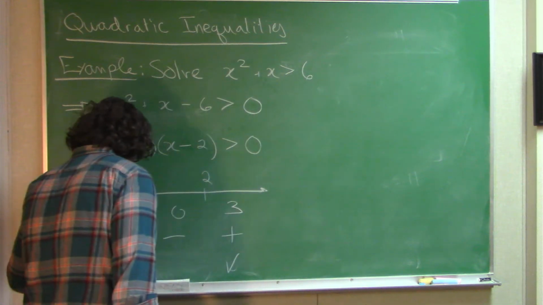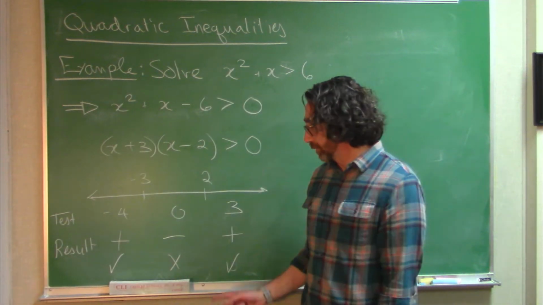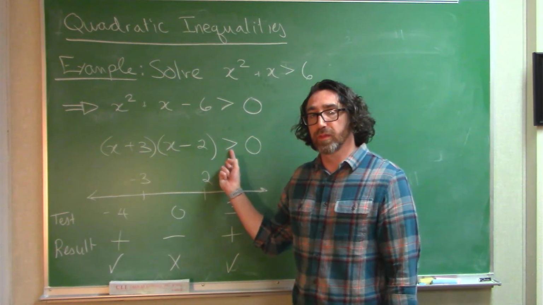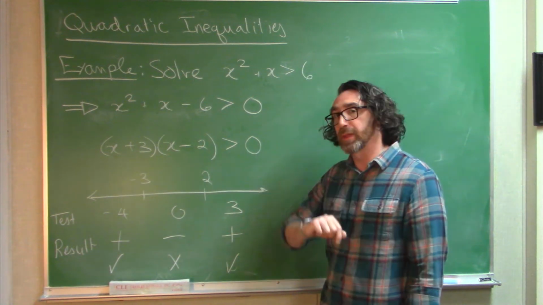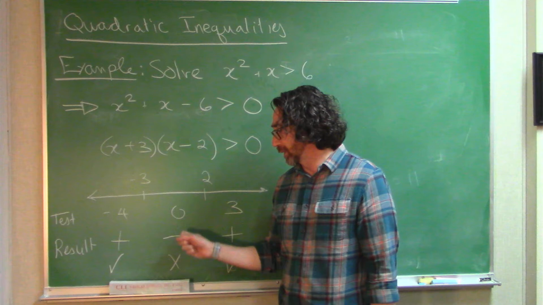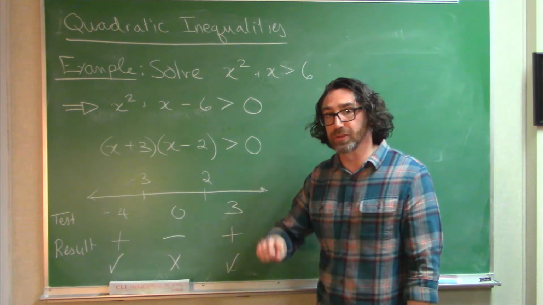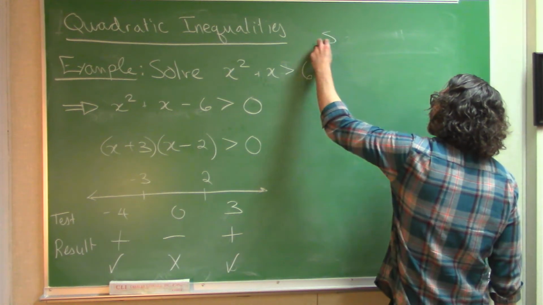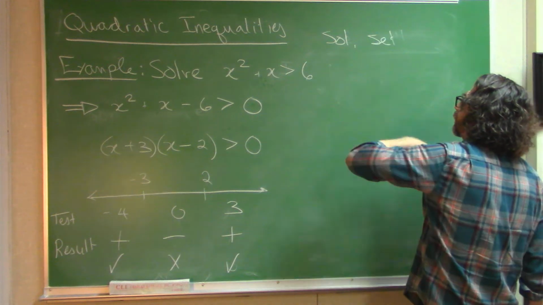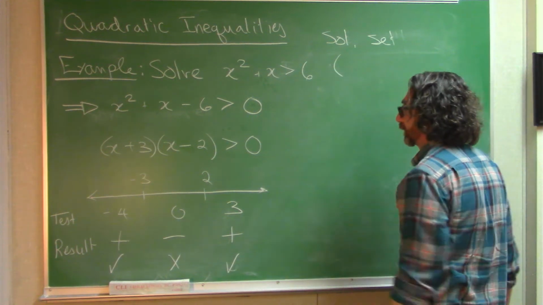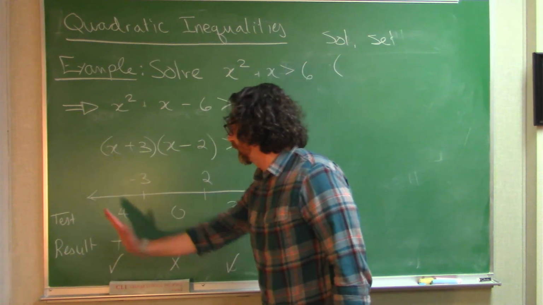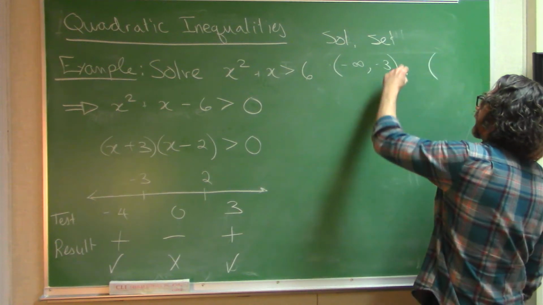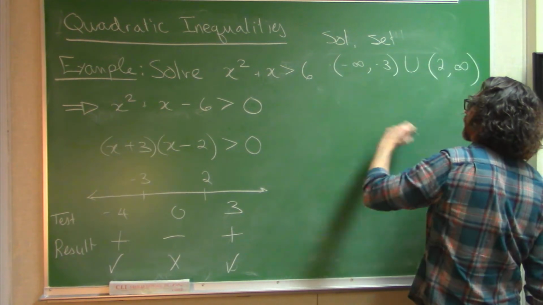Which regions are part of our solution set? These two on the outside, because in this case, we want the set of x values that make this product greater than 0. In other words, these guys. This region here in the middle is going to make it less than 0, so that's out. Okay, so my solution set, if I use interval notation, would look like this. I can take x values less than -3, so negative infinity to -3, together with x values greater than 2.